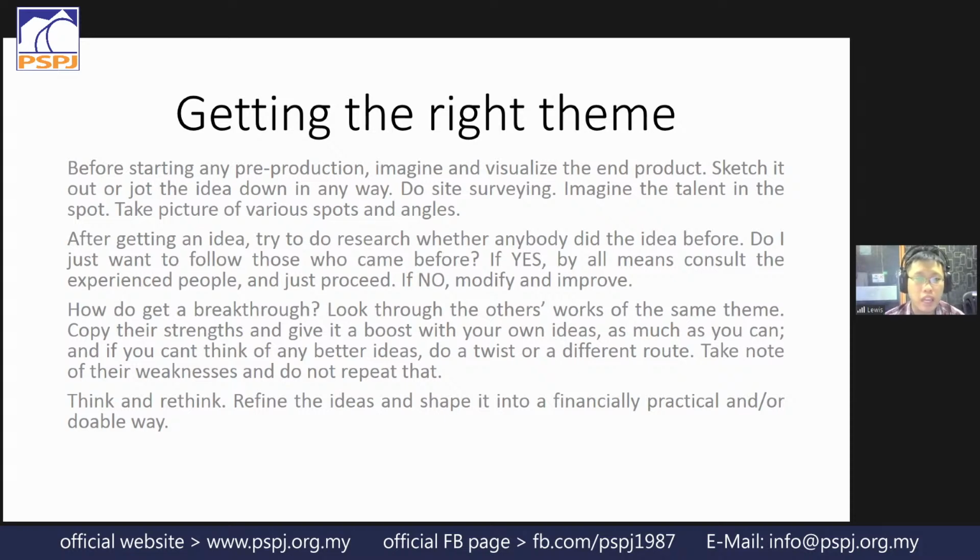After that, you imagine where you want to do the photo shoot. Go to the actual location, and during that time, imagine the talent in the location, and take pictures of various spots and angles. Because the location is very big, there are many angles and spots available. So you just take a photo and imagine the talent, the model, inside the location first before starting to do anything.